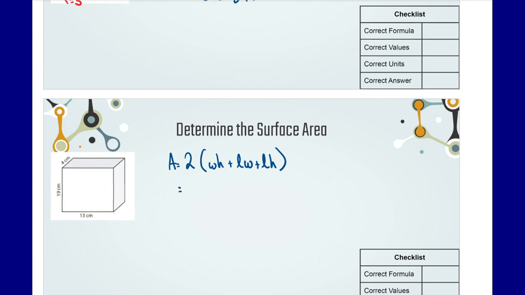Again, does it really matter what our length, our width, and our height is? No, because depending on how we rotate or orientate this box, we could argue that any of these measurements could be the length, the width, or the height. So I'm just going to label it like this just so we have some consistency. So we have 19 times 13 plus 4 times 19 plus 4 times 13. And then all of that, the sum of that is all going to be multiplied by 2.